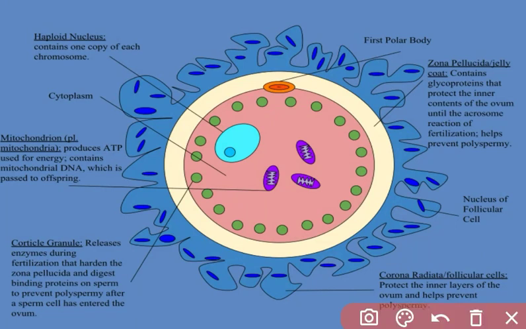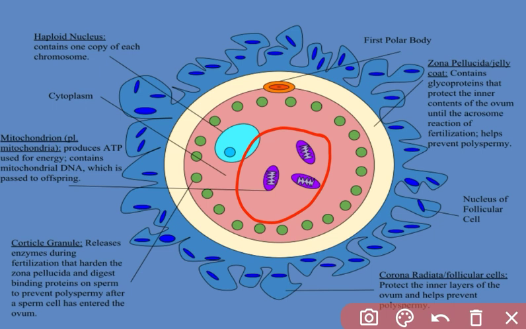This is the structure of an oocyte, or an egg cell, or ovum. This is the haploid nucleus of an egg cell. It contains one copy of each chromosome, so we can represent it as n. The mitochondria are there, which produce ATP, which is utilized as the energy currency. They have their own DNA, known as mitochondrial DNA, which gets passed to the offspring.